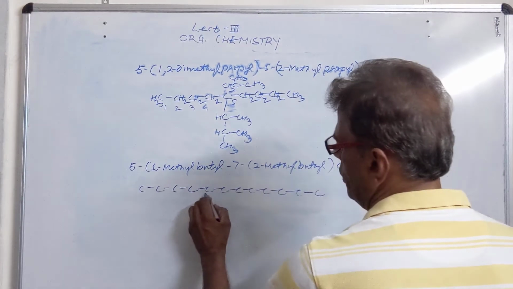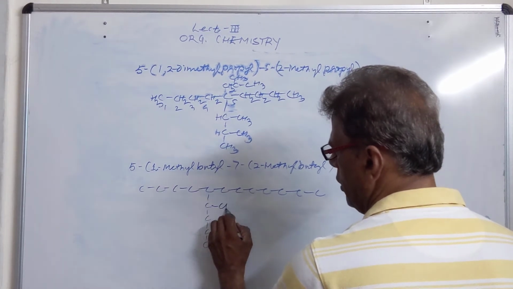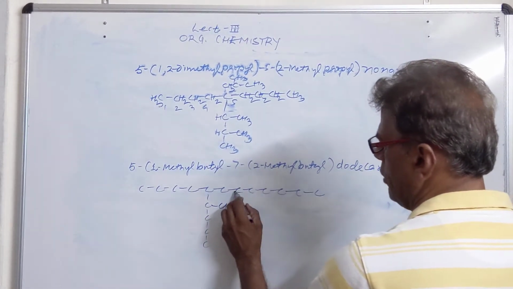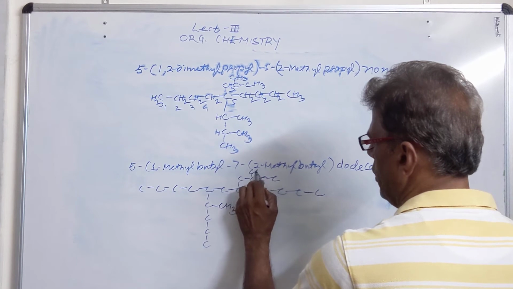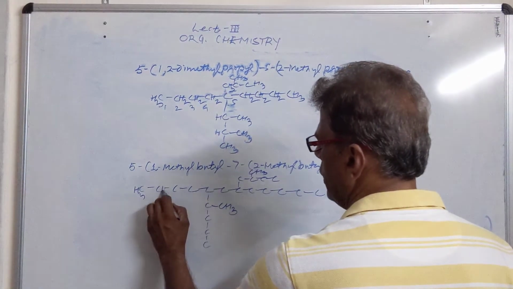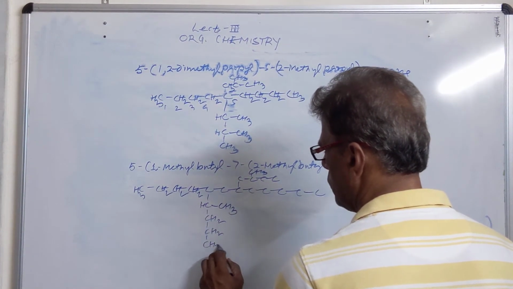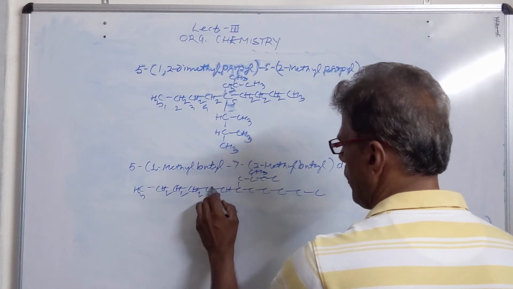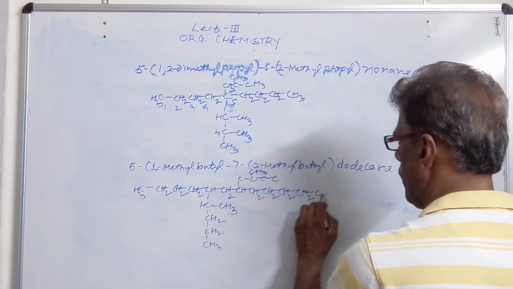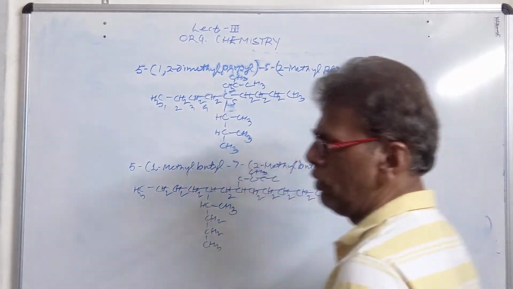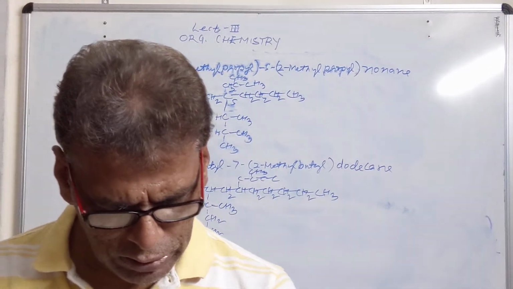Then 5-(1-methyl propyl): this is carbon number 5, and the propyl group is to be drawn from here, with a methyl at 1. Then 7-(2-methyl butyl): this is carbon number 7, and a 4 carbon chain is made here with a methyl at 2. Now satisfy the valency of each carbon. Now this is our compound whose name was written and whose structure we have drawn.